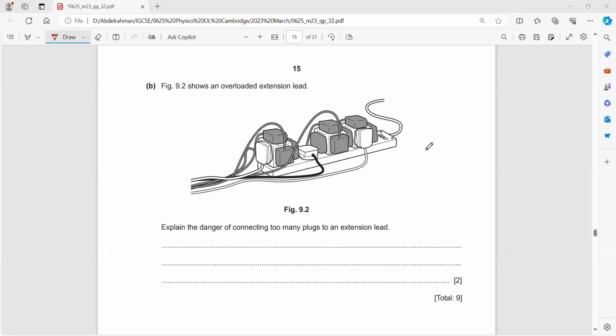Overheating is always due to current, not the voltage. So definitely one of the main hazards is overheating. Overheating due to increased current. You must never, ever connect all of these leads into one plug, which is wrong.